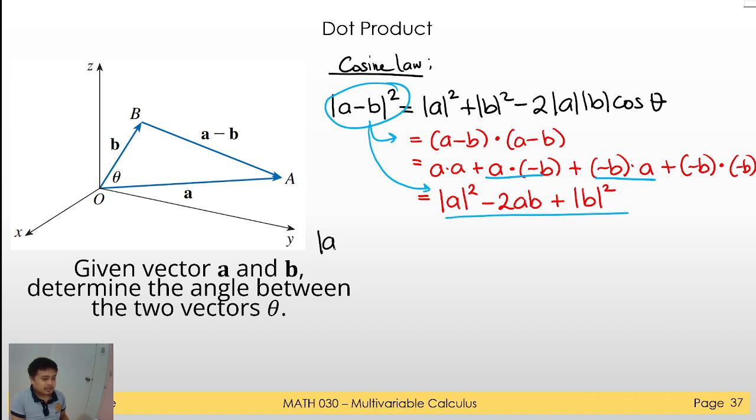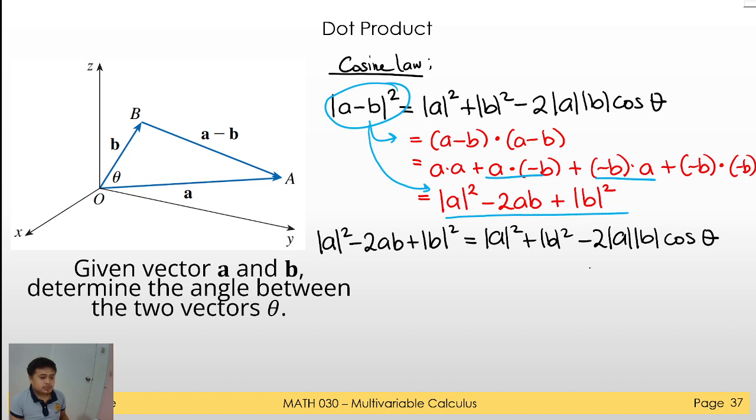So this will be the length of a squared minus 2 a dot b plus the length of b squared, equal to this: the length of a squared plus the length of b squared minus 2 times the length of a, the length of b, cosine theta. As we can see here, we can cancel out this a squared and also this b squared. What do we have left here? We have negative 2 a dot b equal to negative 2 times the length of a, the length of b, cosine theta. So we can cancel out this negative 2, okay?